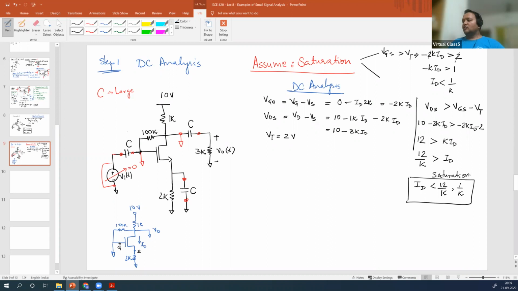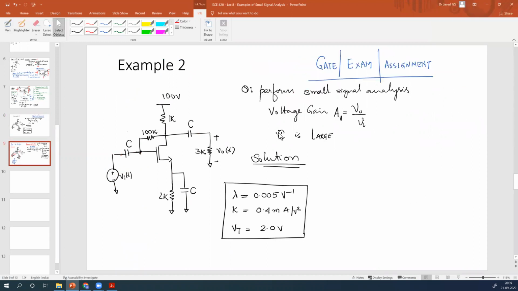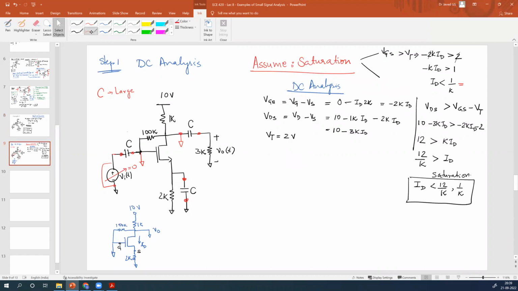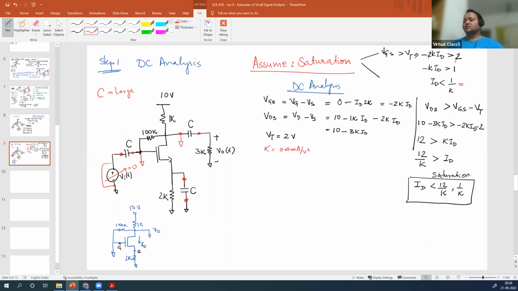Now, we know the value of K, right? So what is the value of K here? How much is K? 0.4 milliamp. K is 0.4 milliampere per volt square. What is 1 over 0.4 milli? How much is this? Sir, here K is 1000, no, sir. For resistance, we have taken 1K and 2K.